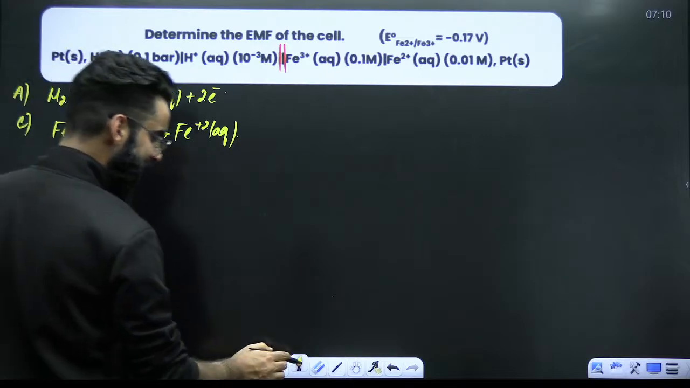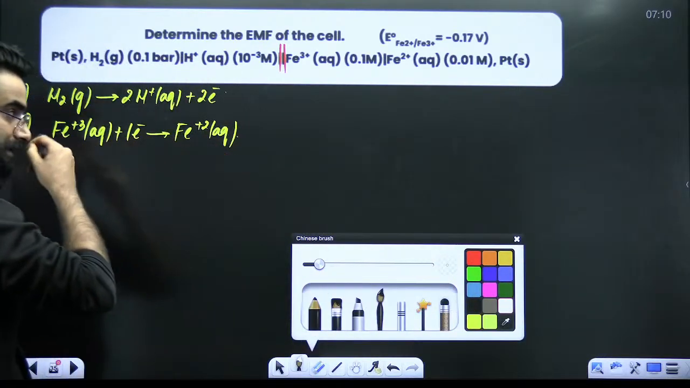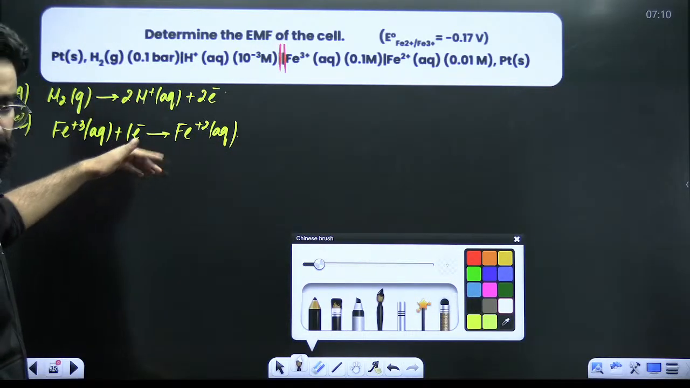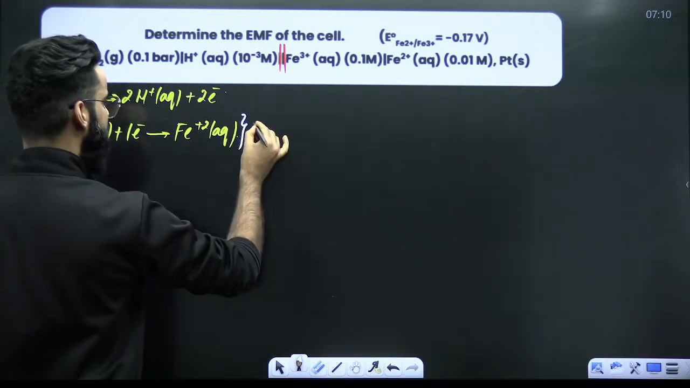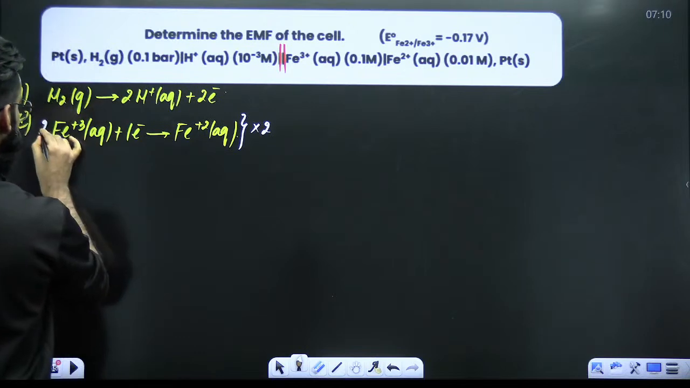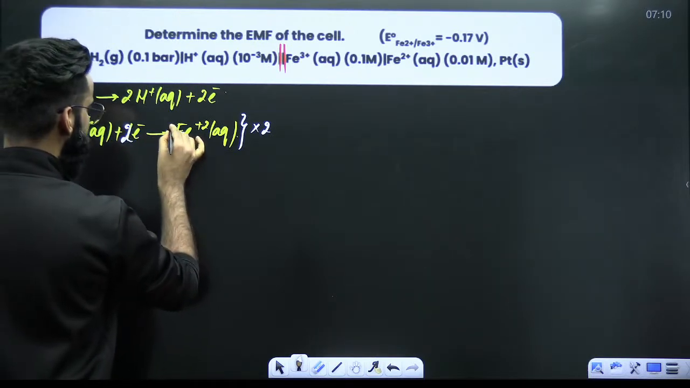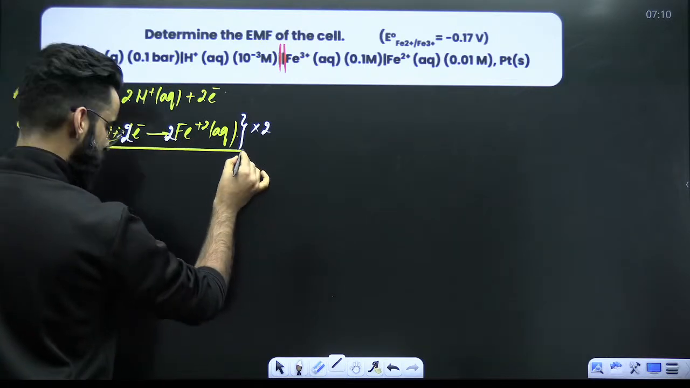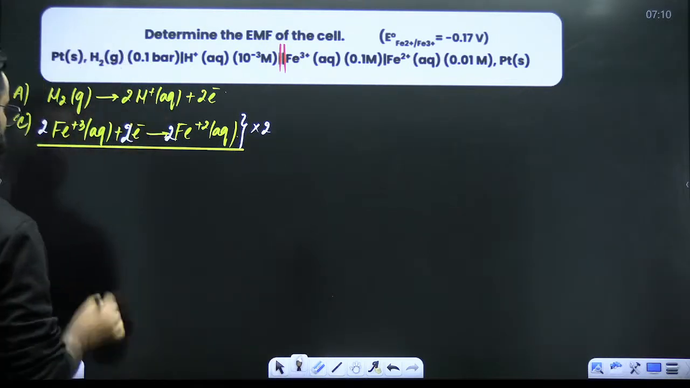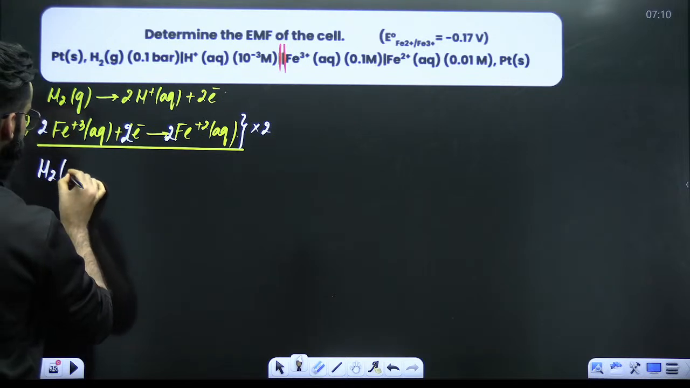Now if I ask you whether the electrons are balanced in both the reactions or not, the electrons are not balanced yet. So this is 2, this is 1. So it's time to balance the electrons. So multiply this particular reaction by number 2. So this has to be 2 times, this has to be 2 times, even this has to be 2 times. Now, you can add these 2 reactions directly. And when you add these 2 reactions, what do we get? We get something like this.